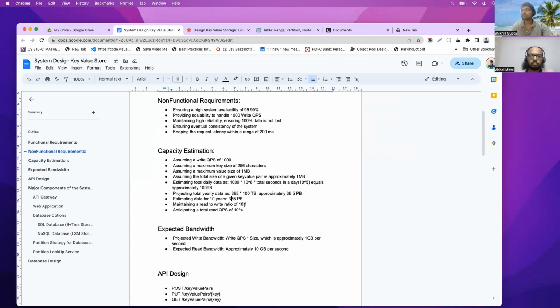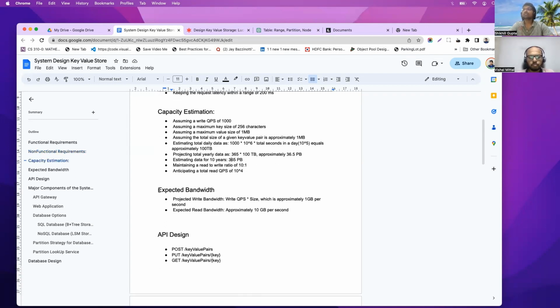Now, to support such a requirement, with 1,000 queries per second for writes and a total read query rate of 10,000 requests per second, what is the expected bandwidth that our system should support? For expected bandwidth, we can calculate the write QPS into size. So write QPS is 1,000 queries per second, and the size is approximately 1 MB, which equals 10 to the power 9. So we need 1 GB per second of bandwidth for the write.